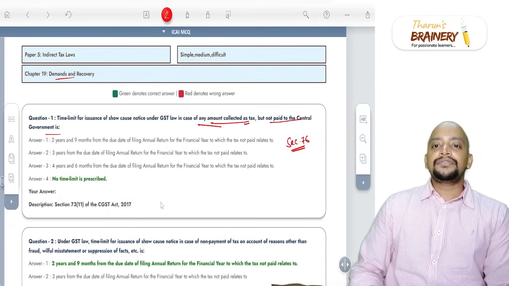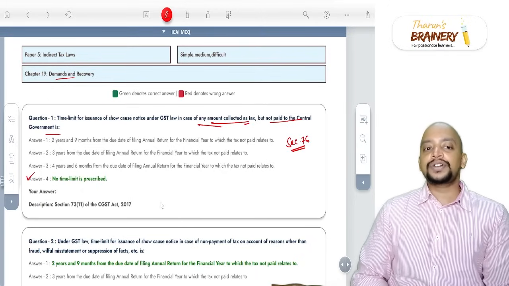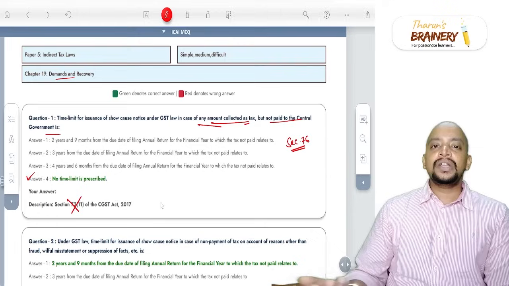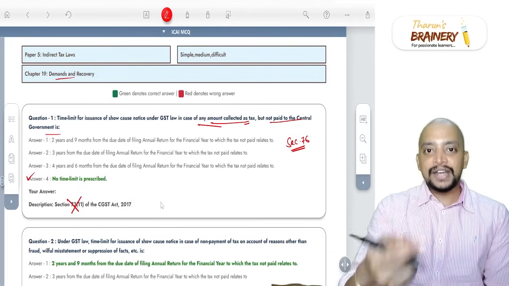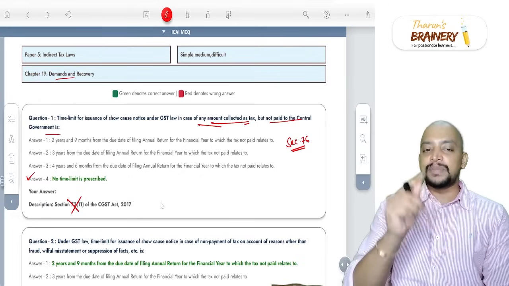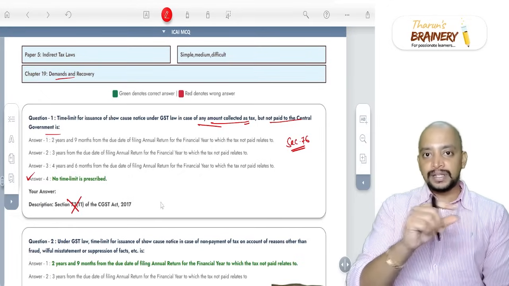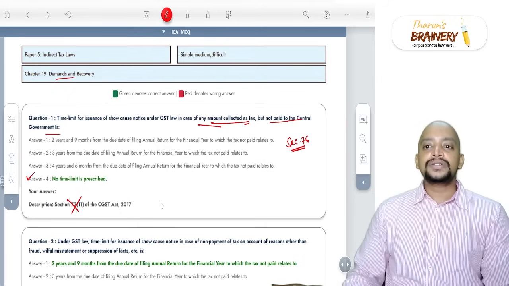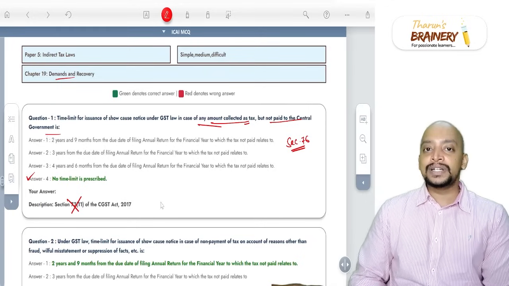So, there is no time limit for this. Answer option C, there is no time limit. It's not 73 subsection 11. Maybe one student would have given the answers for this. But actually in the majority of the cases, the answers given in ICAI descriptions are very wrong. So it should be 76. It's not 73. Amount collected as tax but not paid, no time limit for notice.